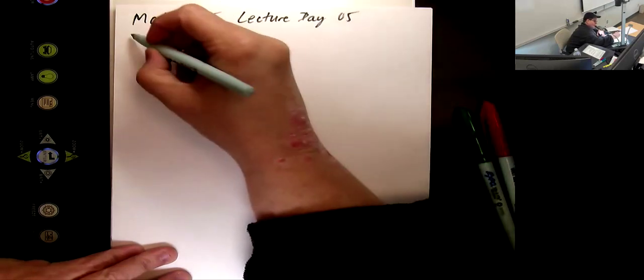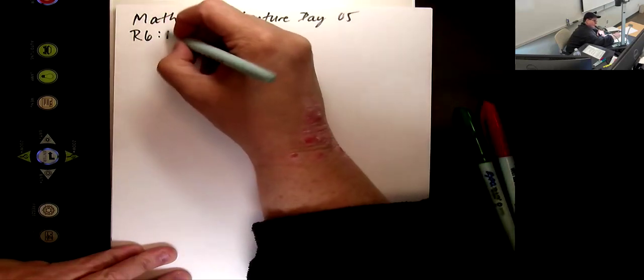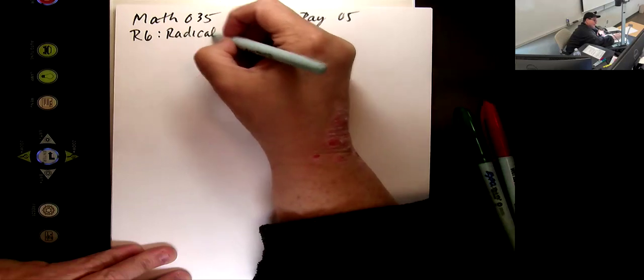And all of the day will be on R6, which is radical expressions and equations.